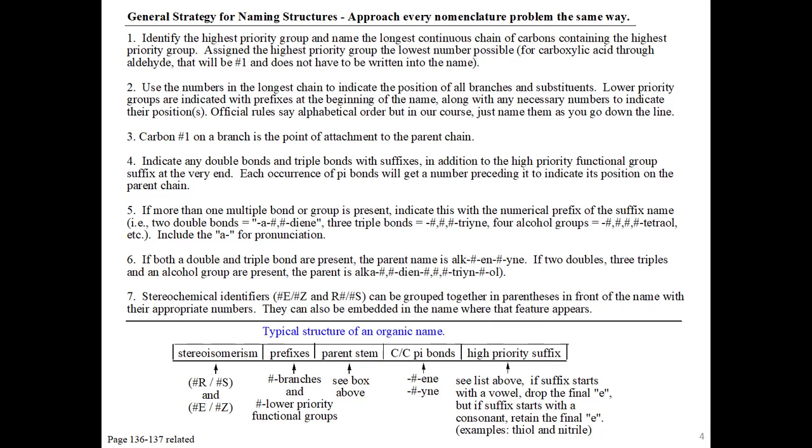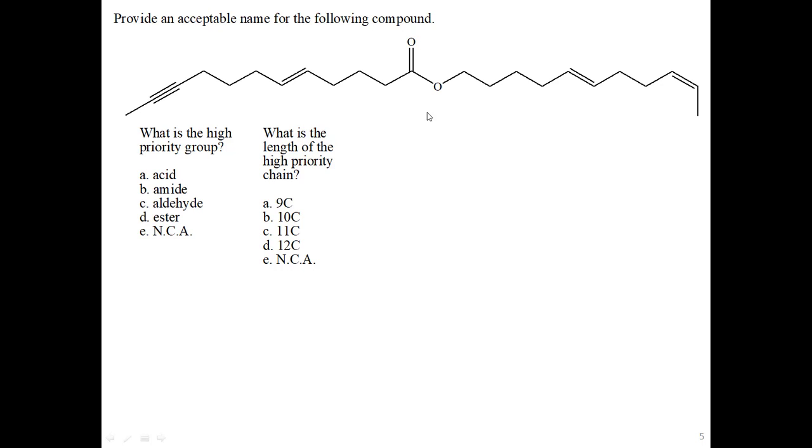All right. So you want to approach every problem kind of the same way. If this works for you, good. If you have your own way, that's good too. Okay, so what I'm going to do is start with a simple skeleton and develop the name for that. And then we'll add in some branches, and then we'll add in some functional groups. The first compound example we have here is going to be pretty complicated, but this is kind of your learning device for getting through this.